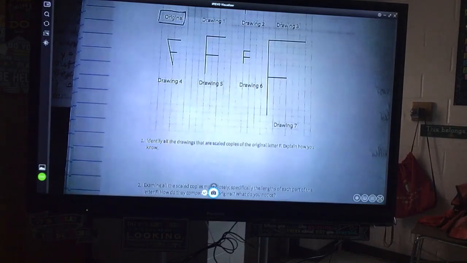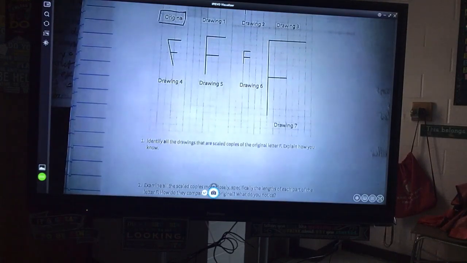Yeah, 5. Wait, no, it's not 5, because the top is only 1 page. Oh, I get it. And then that's not drawing 6. Drawing 6, it's still equal. So it's not drawing 4. It's definitely not drawing 4. It's not drawing 3 for sure.